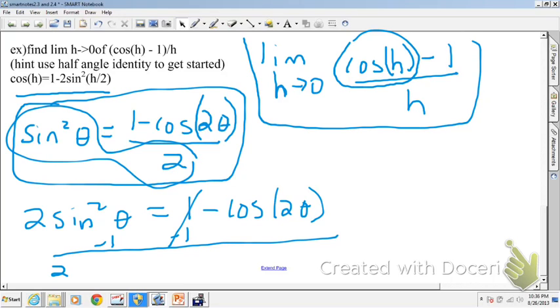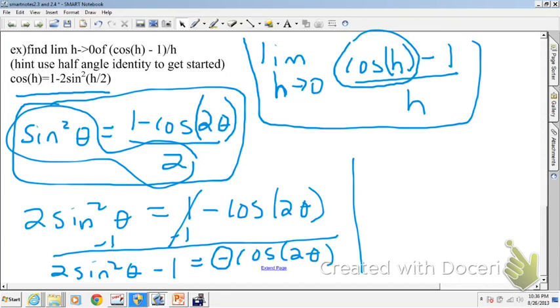Now you have 2 sine squared theta minus 1 equals negative cos 2 theta. Okay, well, the negative, clearly we can negate the other side, right? So if we did that, we'd change the sign on the 2 sine squared theta and the 1, so I'd basically have 1 minus 2 sine squared theta equals cos 2 theta.